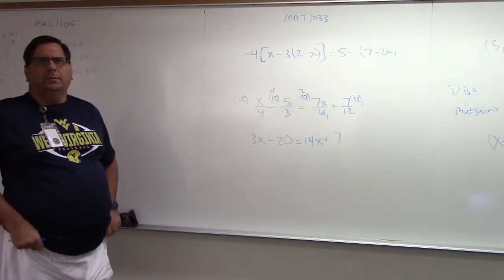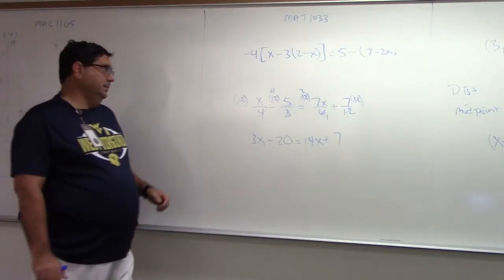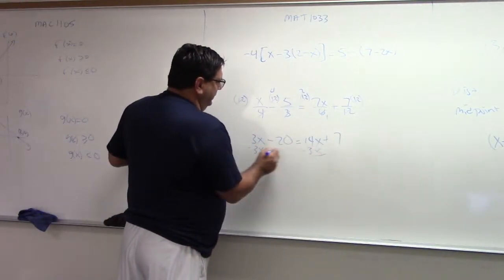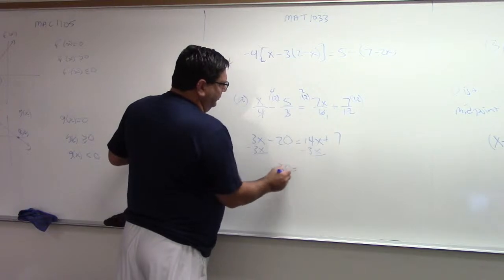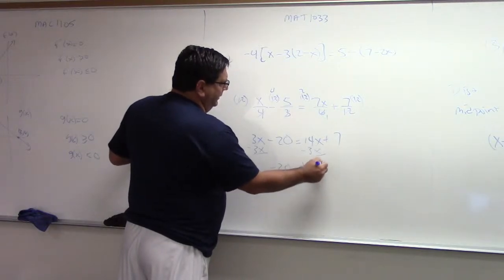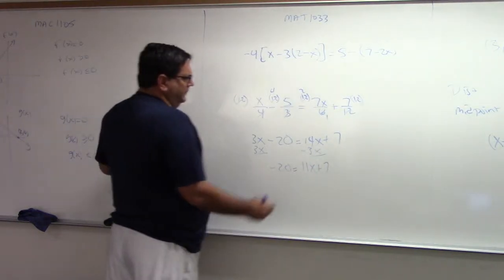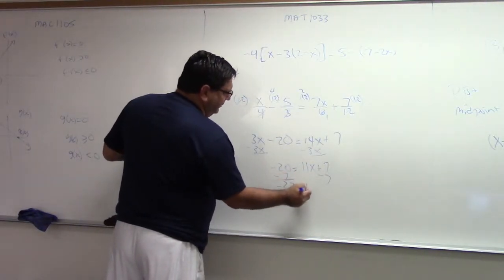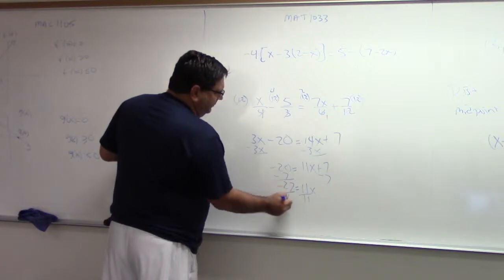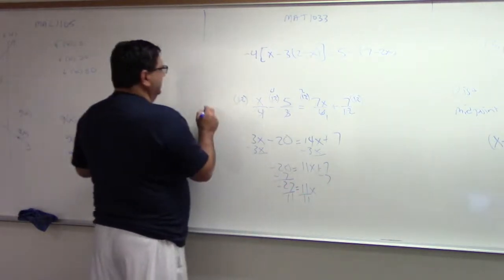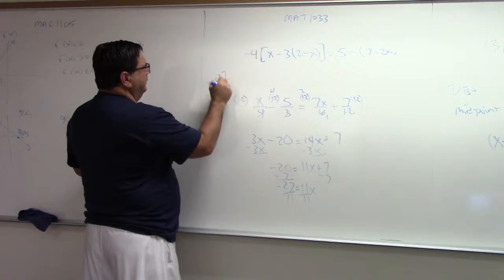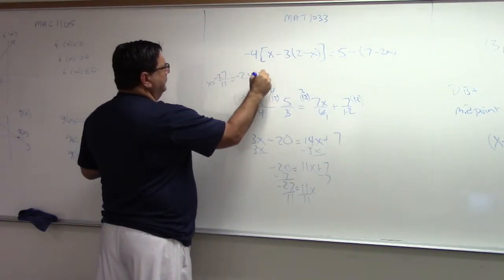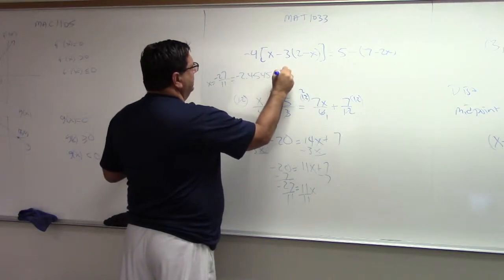All right. We're subtracting 3x, we're subtracting 3x. Negative 20 equals 11x plus 7. Subtract 7. Negative 27 is equal to 11x. Divide by 11, divide by 11. X is negative 27 over 11. If you want to, you can say it's negative 2.4545.